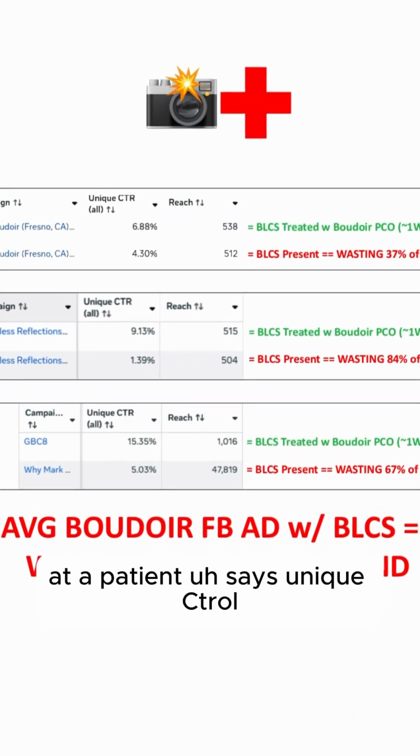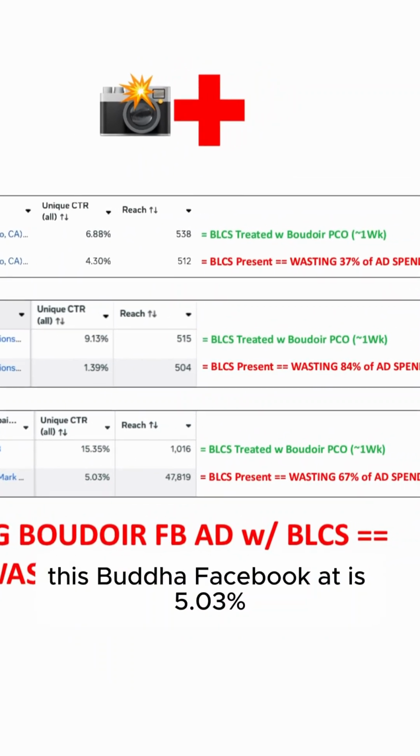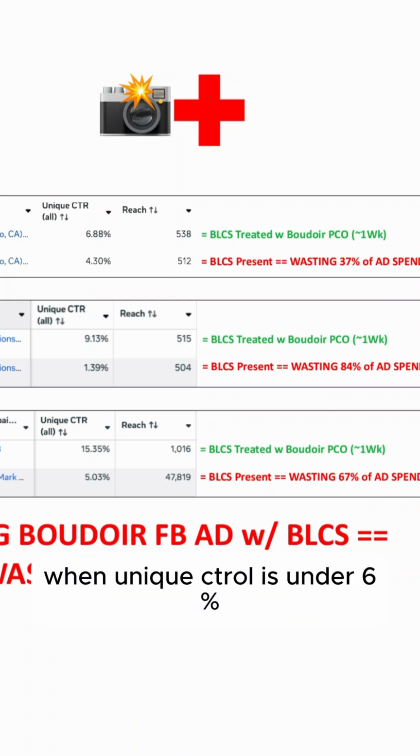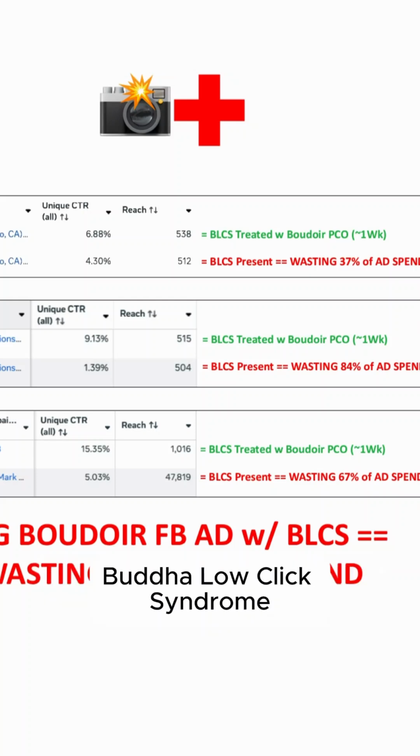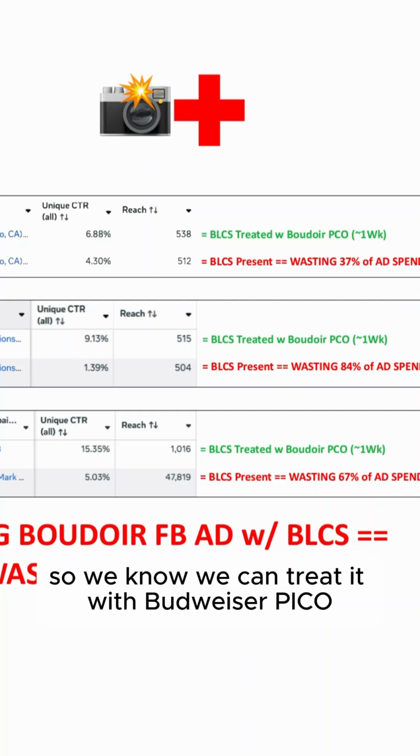Finally, I had a patient, size unique CTR. His Boudoir Facebook ad is 5.03%. When unique CTR is under 6%, that means BLCS is present, Boudoir low click syndrome. So we know we can treat it with Boudoir Pico. It takes about a week.